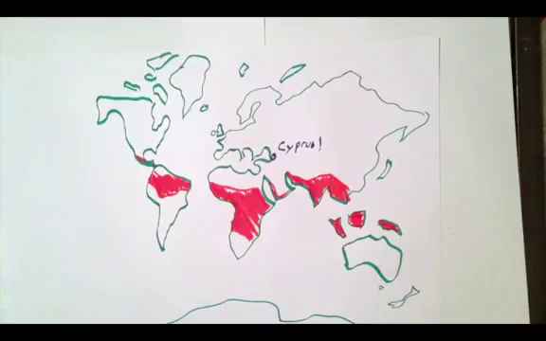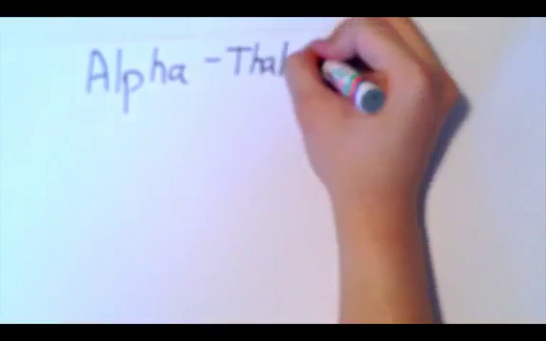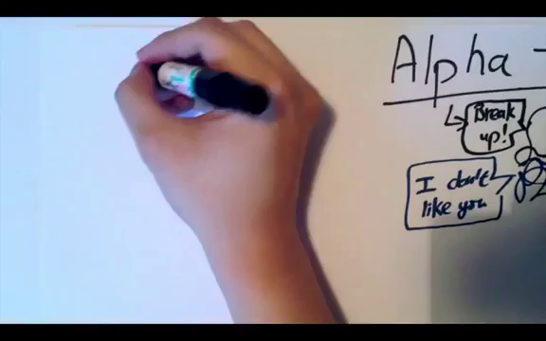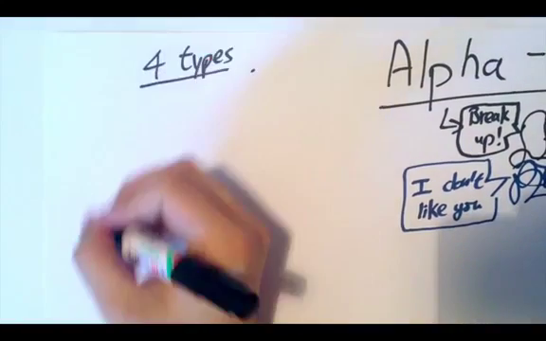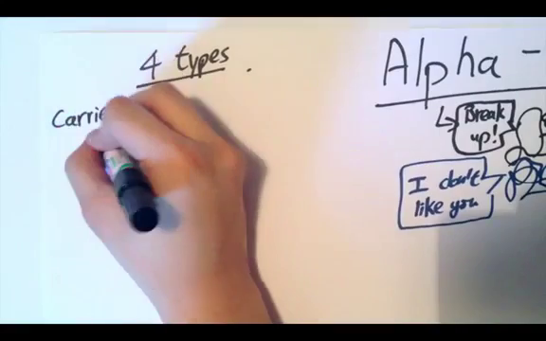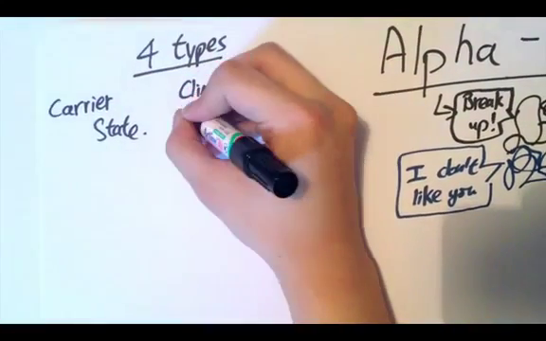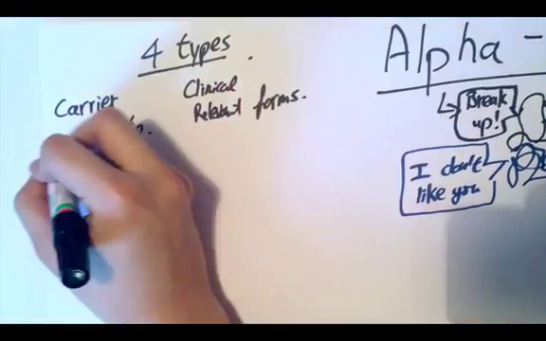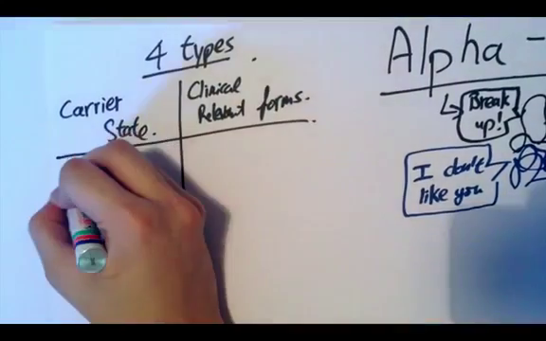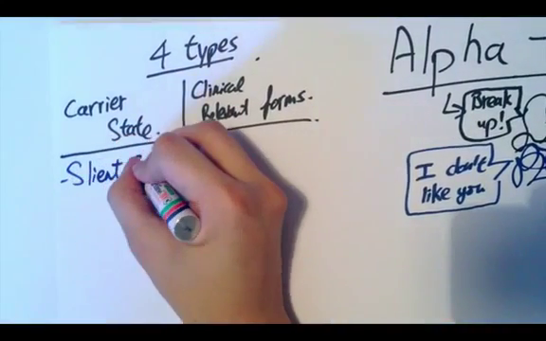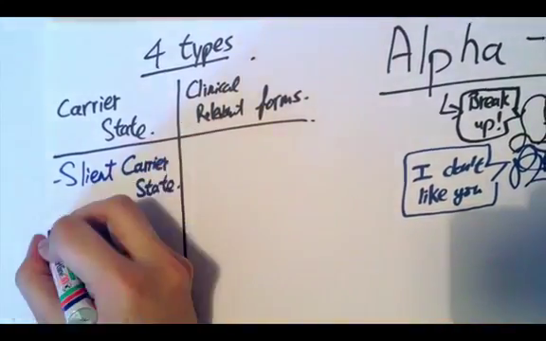Let's talk a bit more about alpha and beta thalassemias. So there's 4 types of alpha thalassemia, and they split into 2 types, carrier state and clinically relevant forms. The carrier state is where there's no symptoms and interventions are usually not needed, and those are your silent carrier stage and your alpha thalassemia trait.